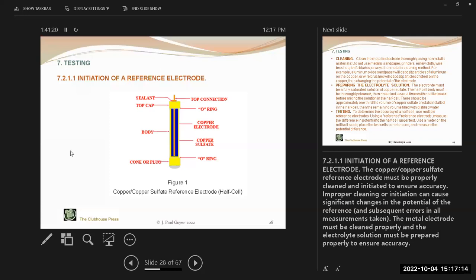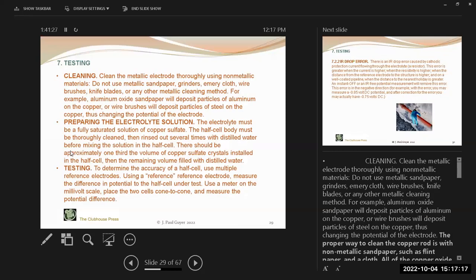Important: the metallic electrode must be cleaned thoroughly using non-metallic materials. Do not use metallic sandpaper, grinders, emery cloth, wire brushes, knife blades, or any other metallic cleaning method. For example, aluminum oxide sandpaper will deposit particles of aluminum on the copper, or wire brushes will deposit particles of steel on the copper, thus changing the potential of the electrode.